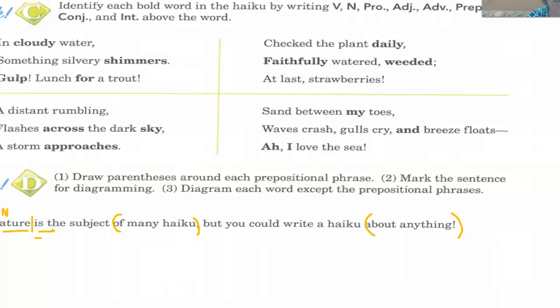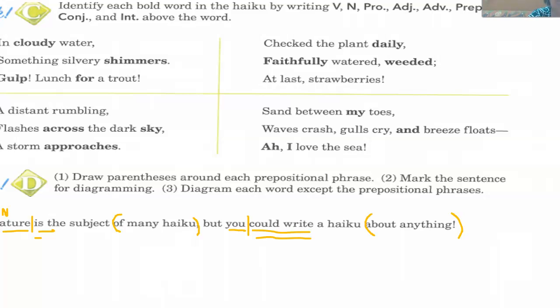Now you'll notice we have a subject and a conjoining word, so we need to look and see if there is a second subject-verb combination. But you could write a Haiku about anything. So is there another verb? Absolutely. What is that verb phrase? That verb phrase is could write. Who could write? You could write.